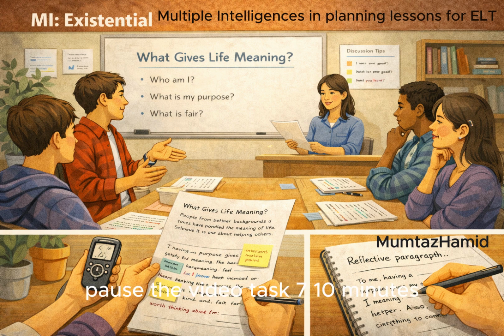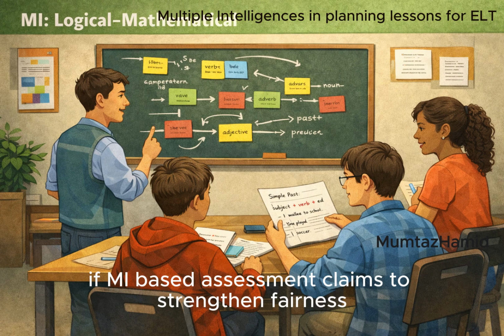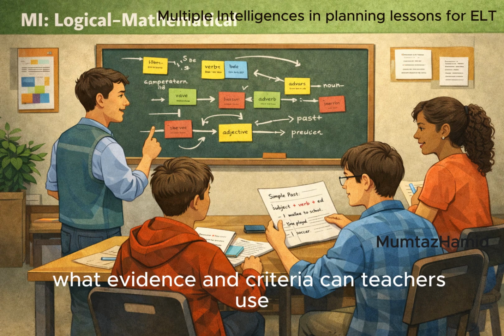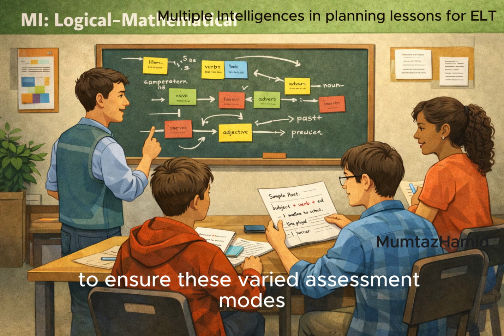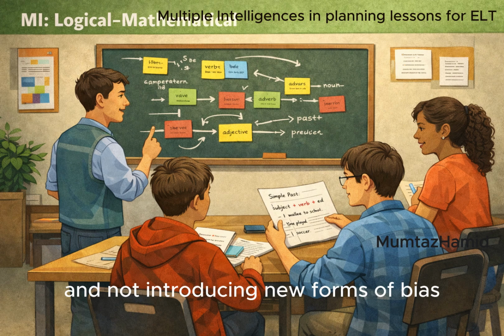Pause the video. Task 7, 10 minutes. If MI-based assessment claims to strengthen fairness by valuing multiple ways of showing learning, what evidence and criteria can teachers use to ensure these varied assessment modes are still comparable, valid, and not introducing new forms of bias or grade inflation?